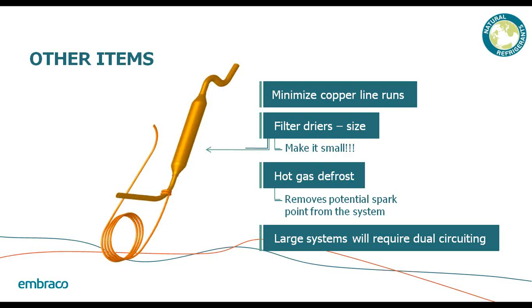The condenser is probably the easiest component to target to try and reduce refrigerant volume. And then after that, taking a look at the evaporator is a good place to go.